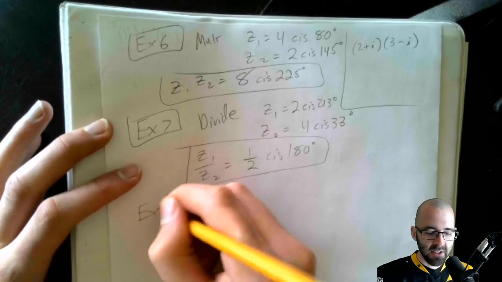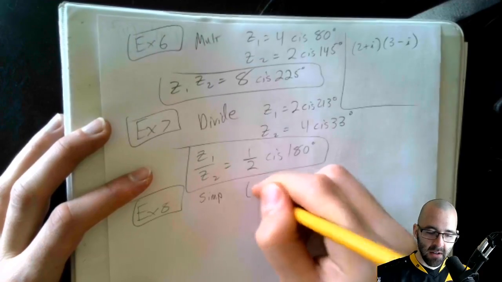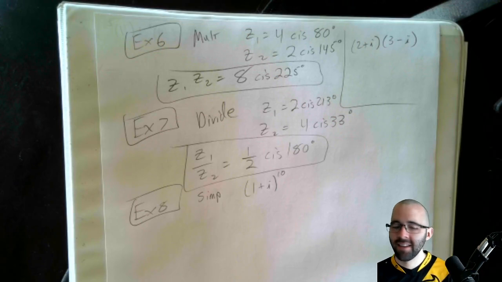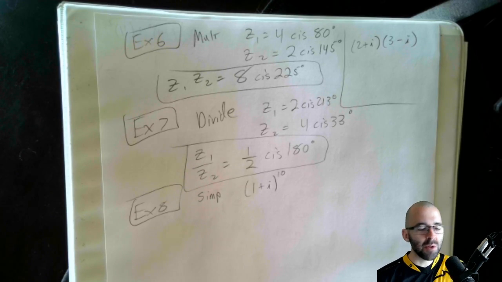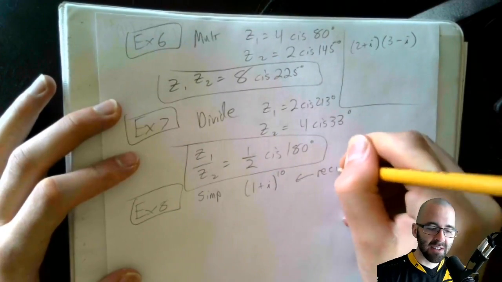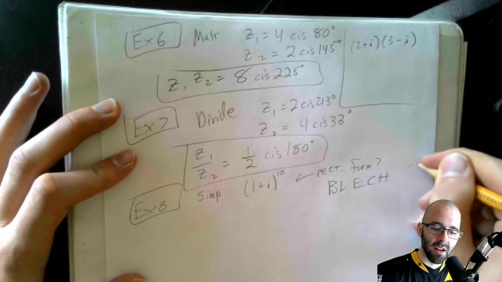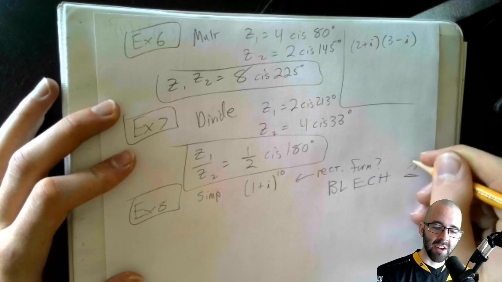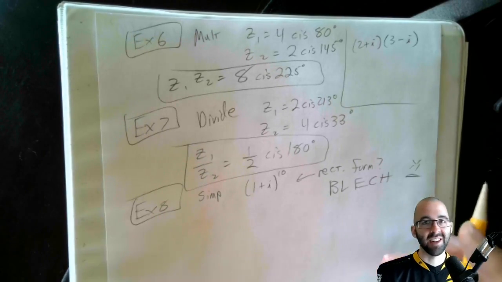Okay, let's use the power formula. Simplify 1 plus i to the 10th power. There's something called the binomial theorem, which makes this a little bit more manageable. But this would be terrible to do in rectangular form. Not good. But if we write this in polar form, it becomes a lot easier.